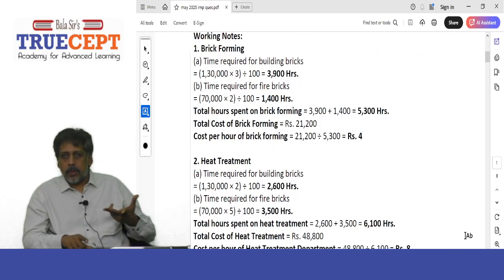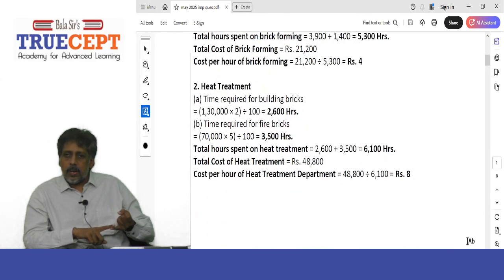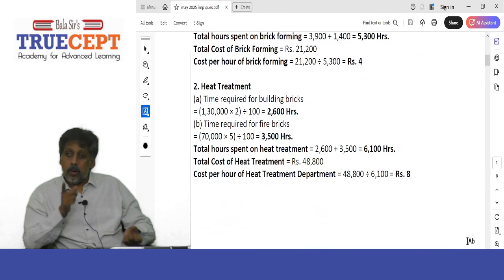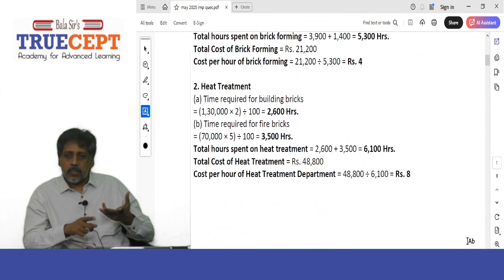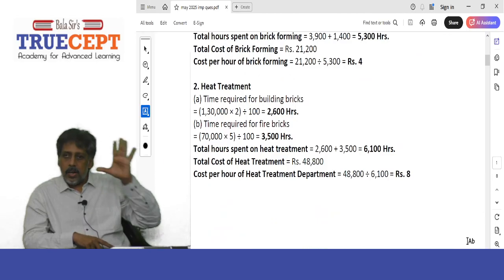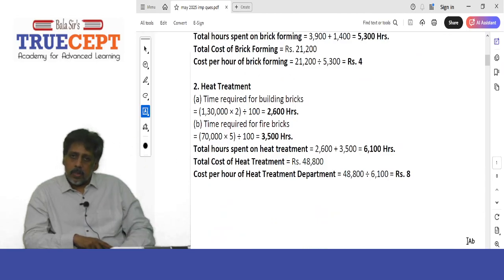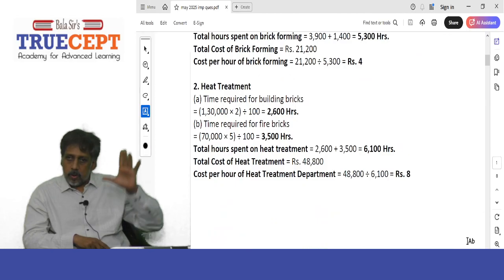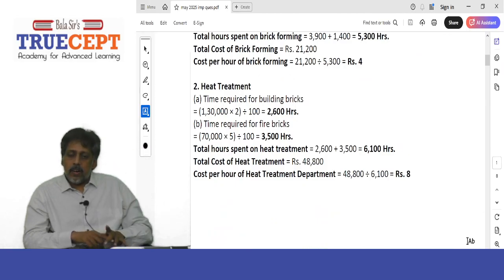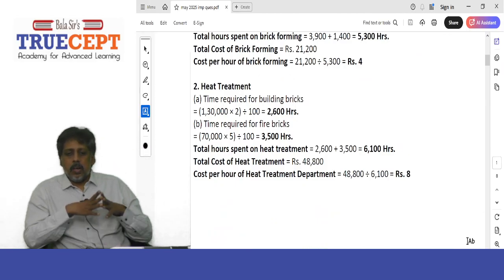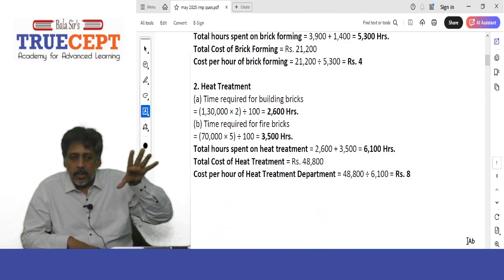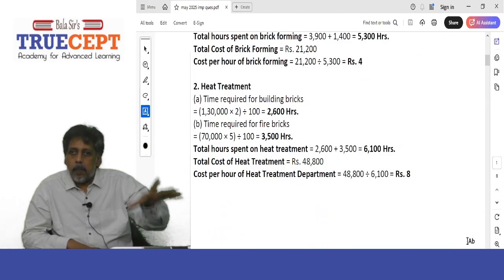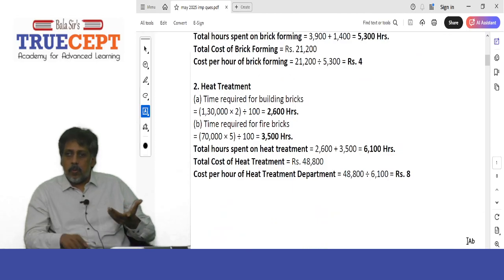Now let's go to the second process, that is heat treatment. Again take 1,30,000 numbers into 2 divided by 100, which works out to 2,600 hours. And 70,000 bricks into 5 by 100 is 3,500 hours. Adding both, you get 6,100 hours. That is the total hours. And what is the cost incurred? 48,800. Now divide 48,800 rupees by 6,100 hours.